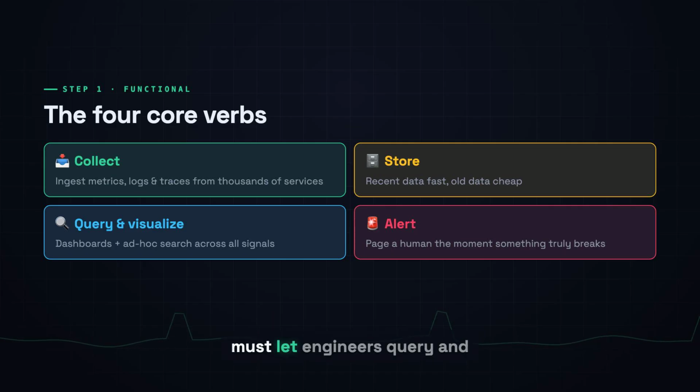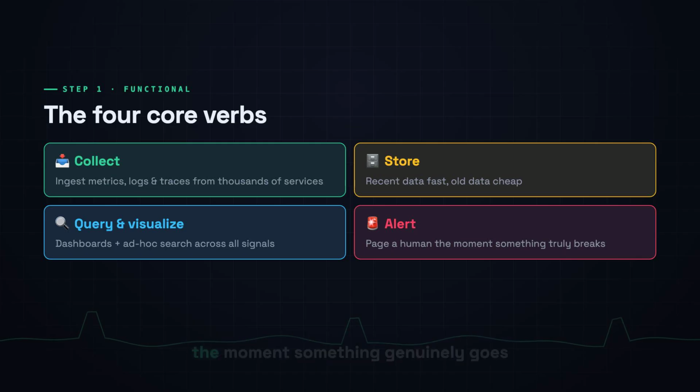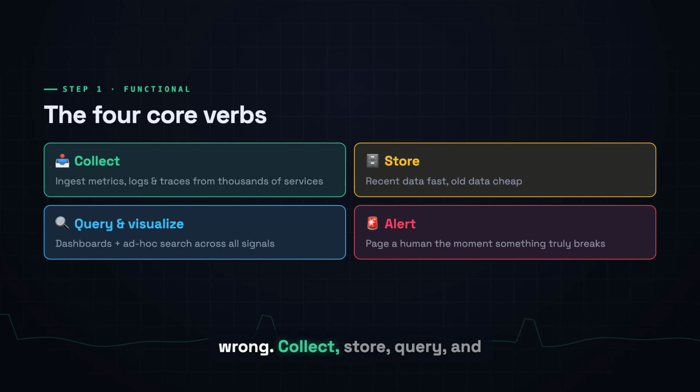Third, it must let engineers query and visualize everything through dashboards and ad hoc searches. And fourth, it must alert a human the moment something genuinely goes wrong. Collect, store, query, and alert. Those 4 verbs are the heart of the platform.